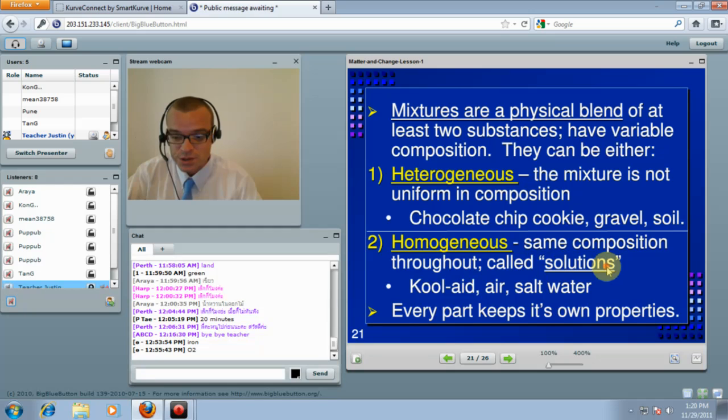We call these solutions. Kool-Aid. Air, as we said earlier, the air that we breathe, it's not just oxygen, is it? It's made up of many different gases.